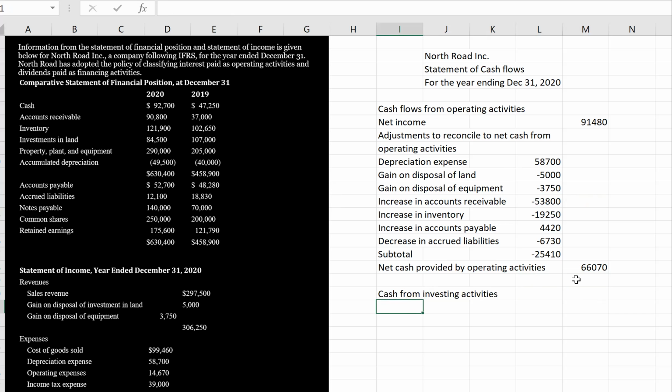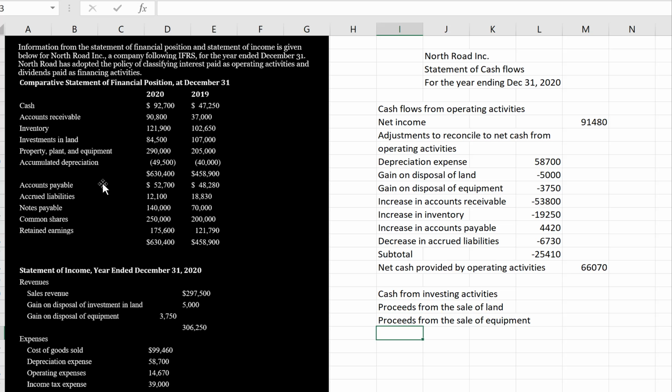And here I'm going to be looking to my long-term assets. So we know that we sold some land because we can see it on the statement of income. It says gain on disposal of the investment in land. So we must have proceeds from the sale of land. And what else? We've got a gain on disposal of equipment. So we must have proceeds from the sale of equipment.